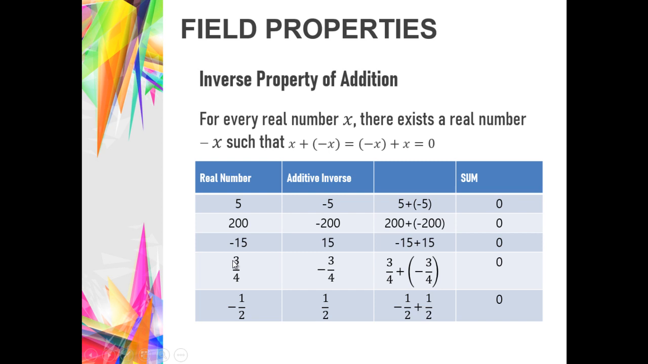If I have a fraction, 3/4, its additive inverse is negative 3/4. Not the upside down, it is not the reciprocal. Okay? So 3/4 plus negative 3/4 equals 0. If I have negative 1/2, the same, 1/2 but positive. So negative 1/2 plus positive 1/2 equals 0. So that is what we call the inverse or additive inverse of a given number.